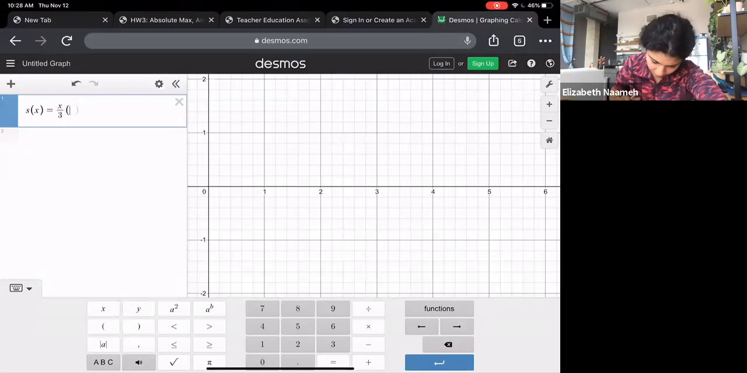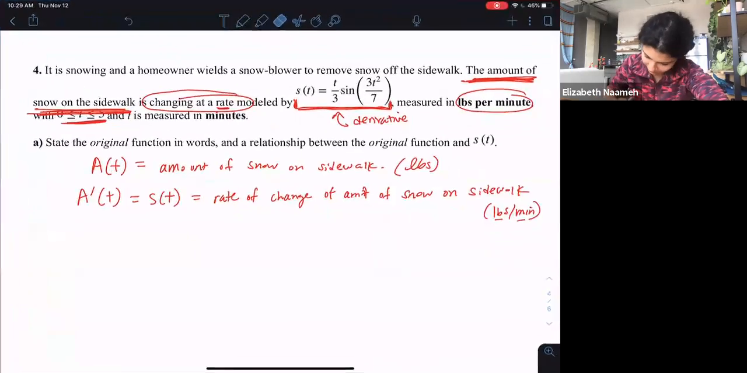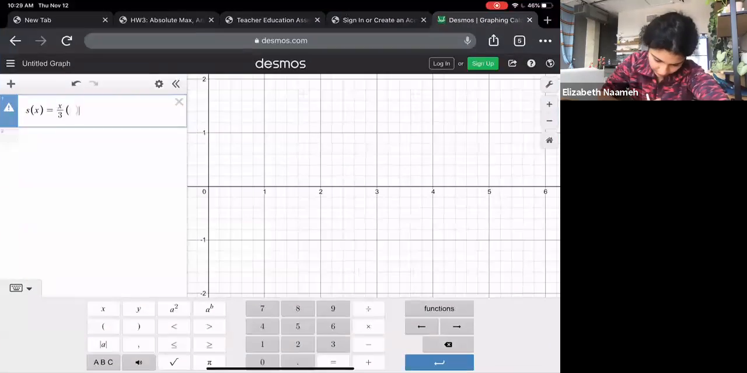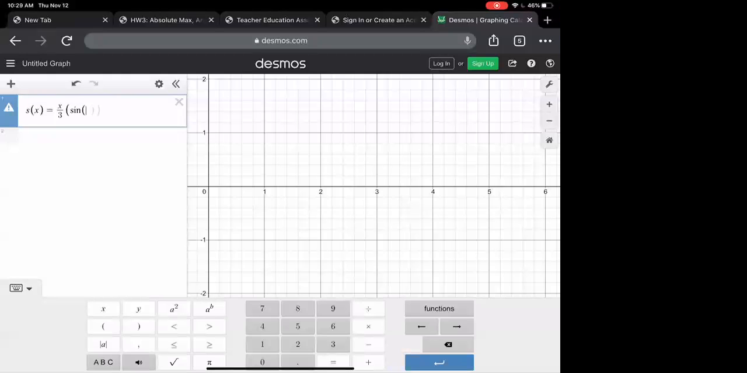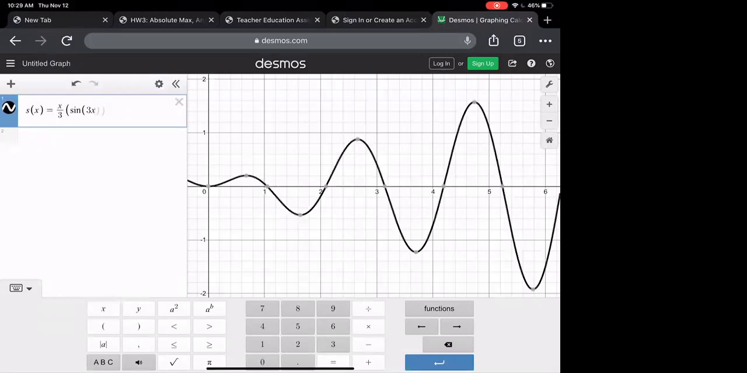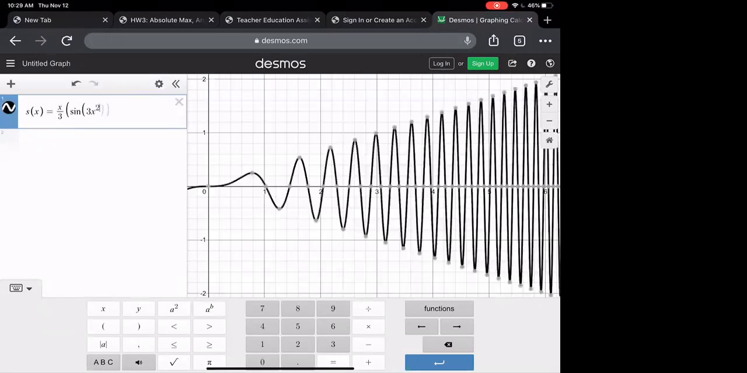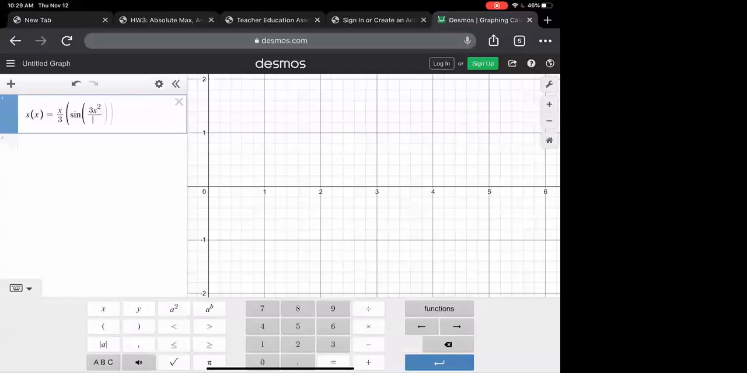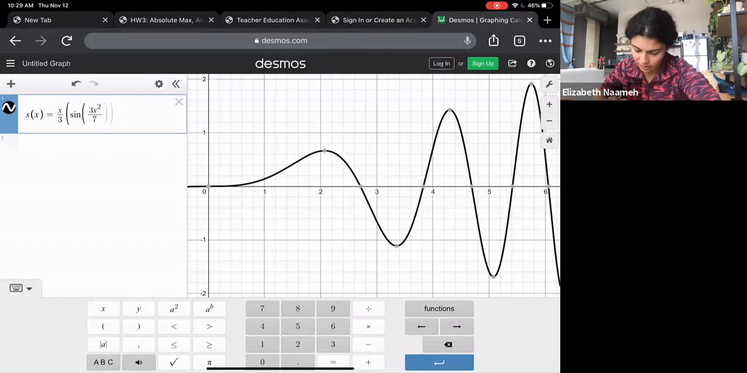Use the right arrow, open parentheses. Sine of 3x squared over 7. Equals sine of 3x squared over 7. Over 7, okay, cool. So that's my S of x, or my S of t.